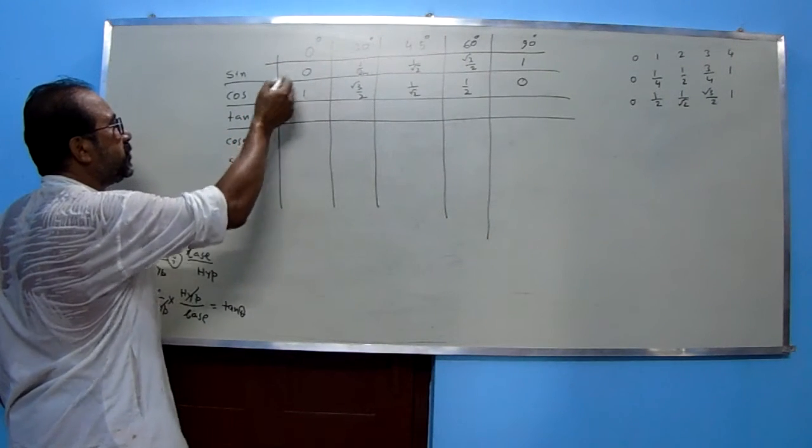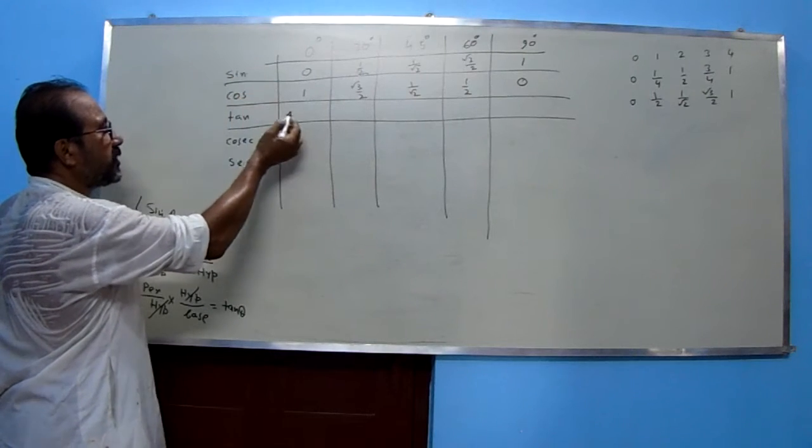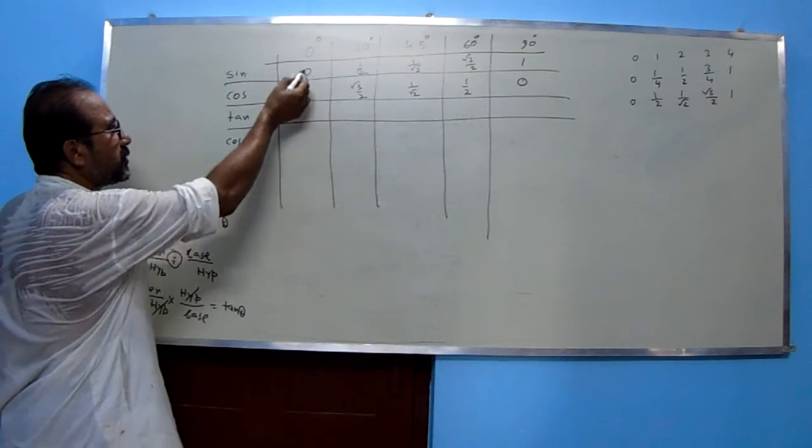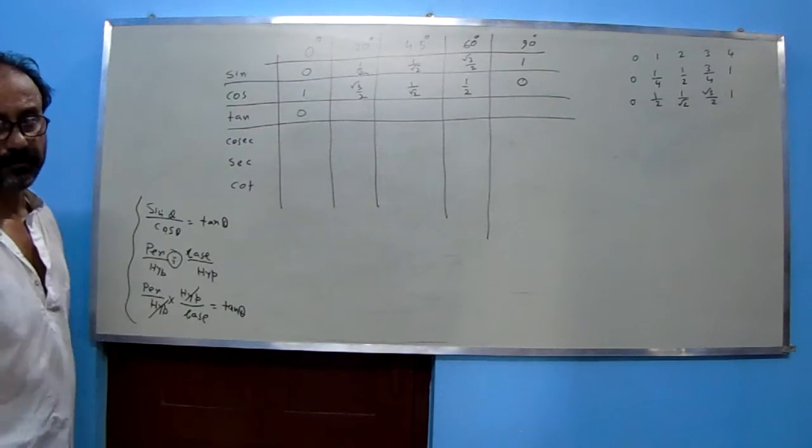So sin 0 means it is 0. Cos 0 means it is 1. So sin theta by cos theta gives the value of tan theta. So 0 by 1 is 0. So tan 0 is 0.